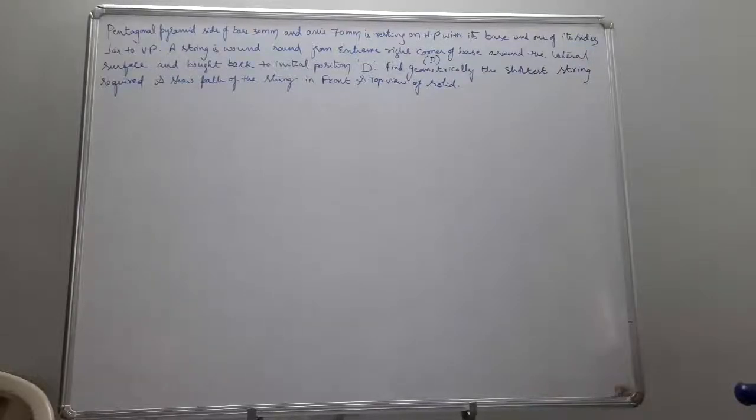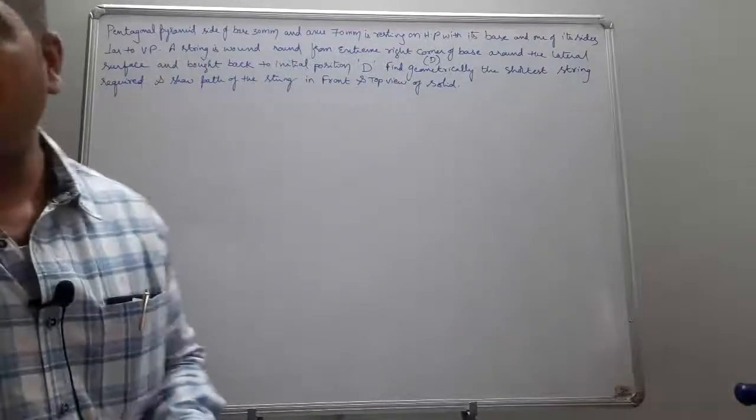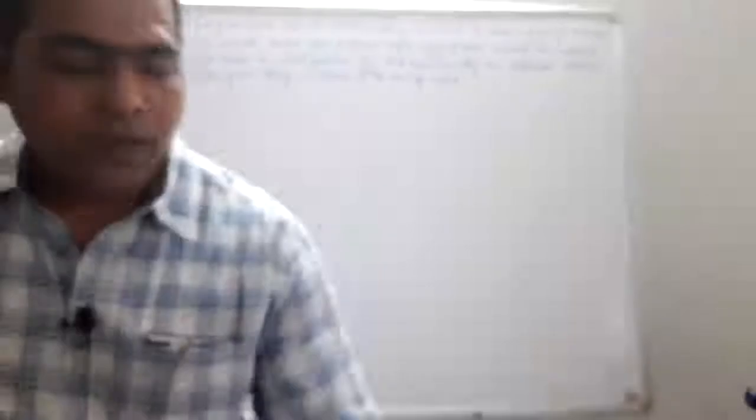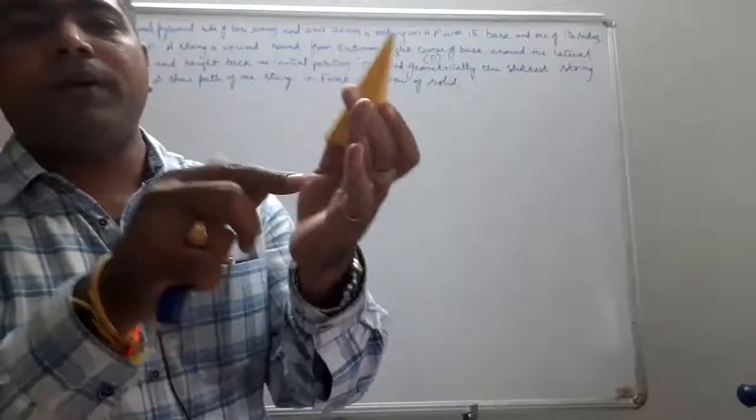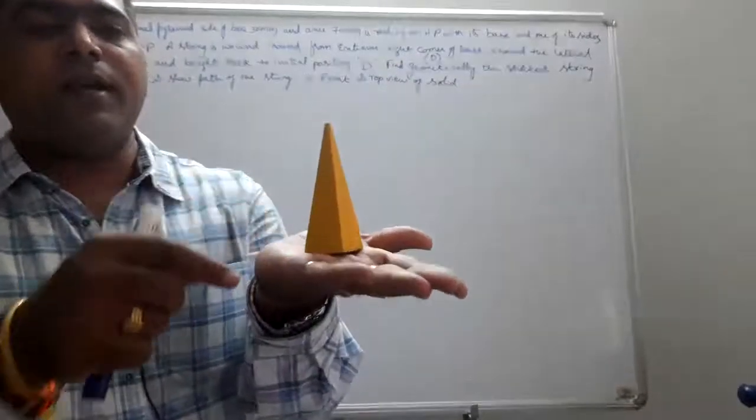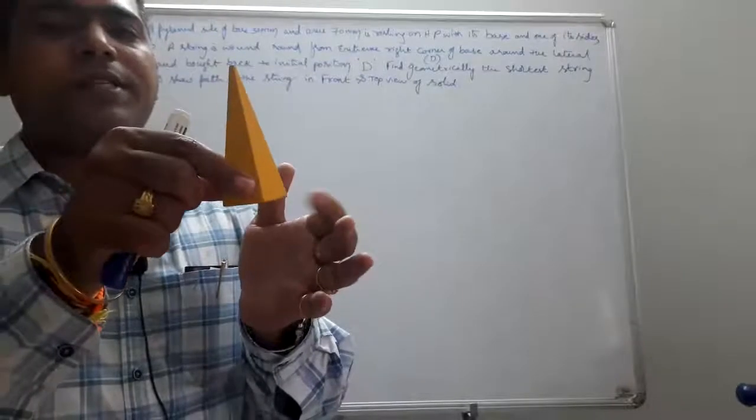Next, you just consider a string is wound around the surface of the solid. The string means, let us consider a rope is wound around. The pentagonal pyramid is going to be resting on the ground such that one of the edges is perpendicular to VP. You just place it like this. And now what was the extreme right corner? This was the extreme right corner.